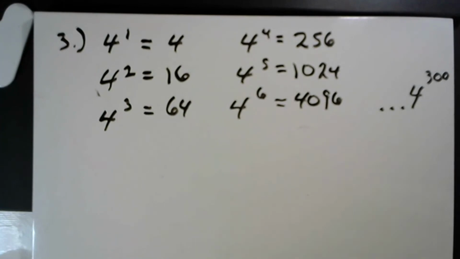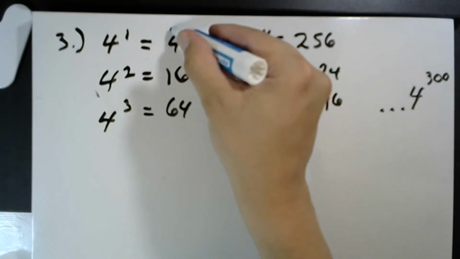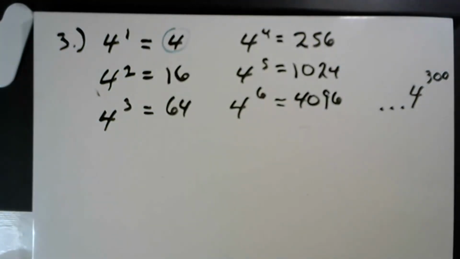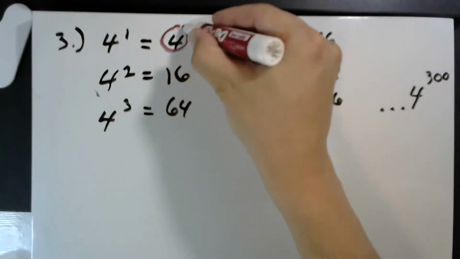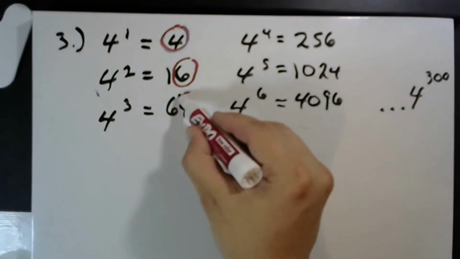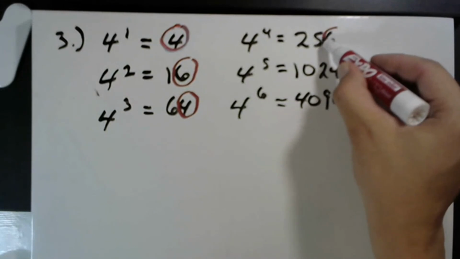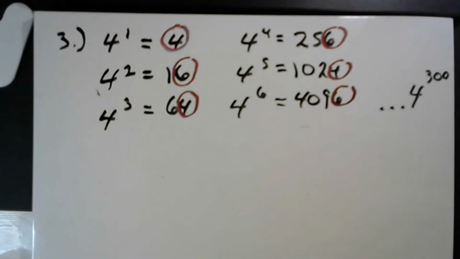Now here's the thing to notice. We're interested in the ones digit. So the ones digit here is 4. The next ones digit, pardon me, I'm just getting a different pen. So we have 4, the next ones digit is 6. The next one is 4, then 6, then 4, then 6.